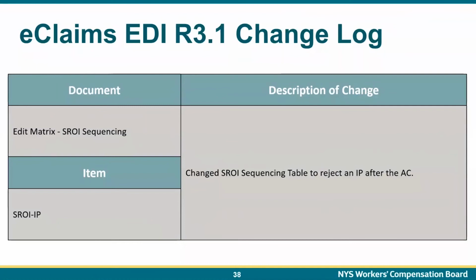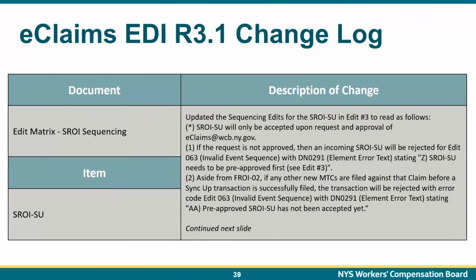For eClaims change log number 59, we changed the SHROI sequencing for the SHROI IP. We changed the SHROI sequencing table to reject an IP after the SHROI AC. Again, that's to actually reject the IP after the SHROI AC has been filed, since that's considered a suspension.